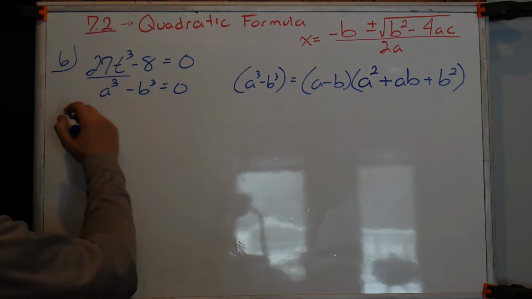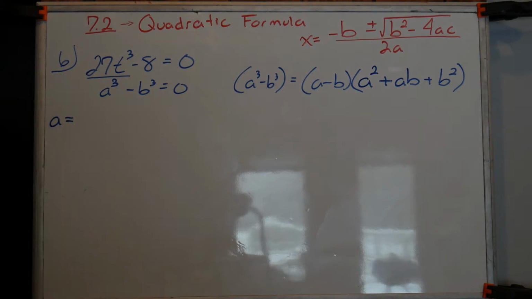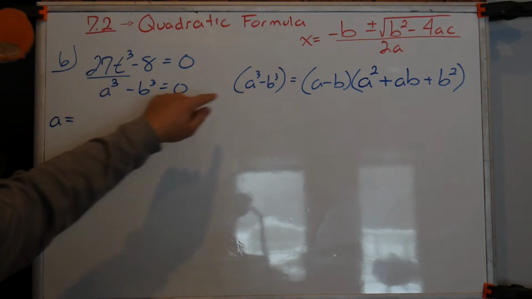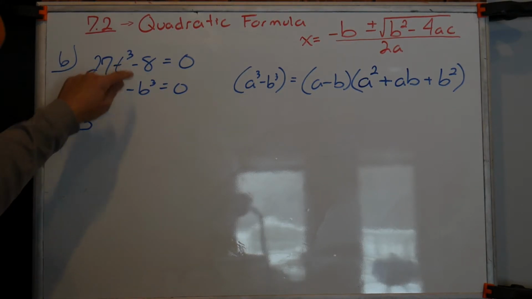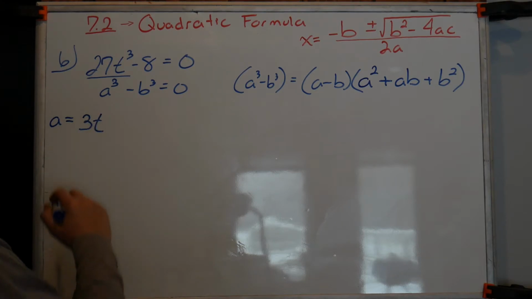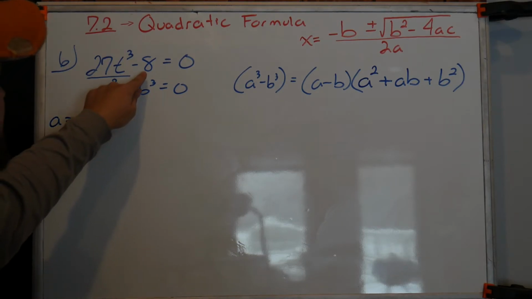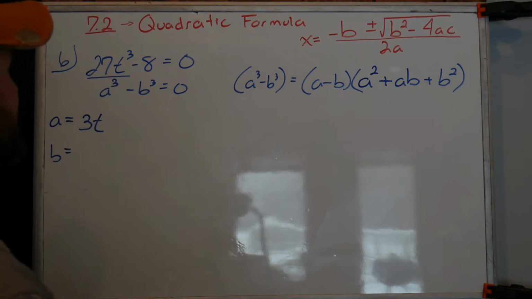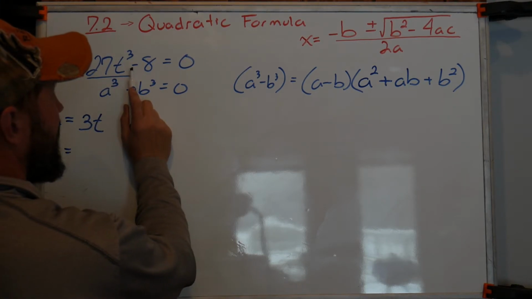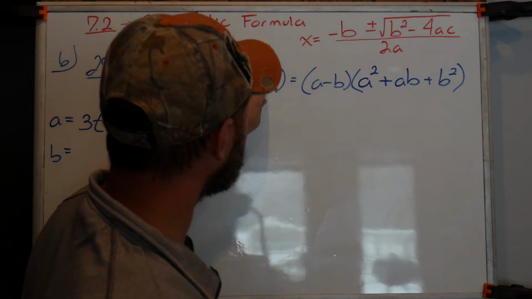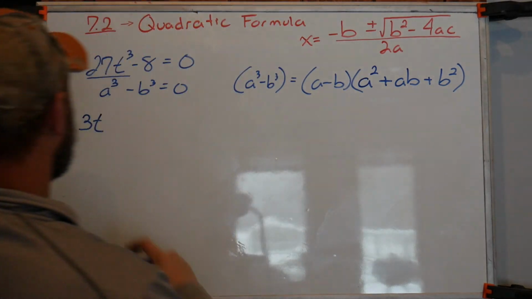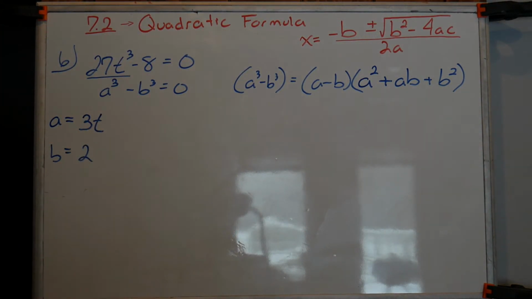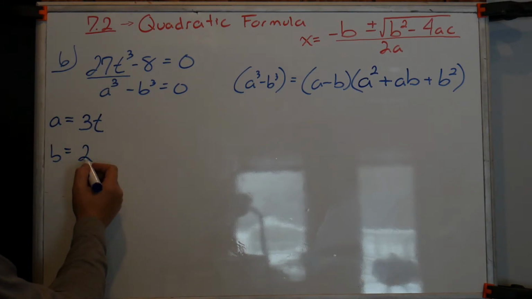So what we're doing is saying our a, because we need a perfect cube, 27, the cube root of 27 is 3. The cube root of t cubed is t. Our b is the cube root of 8. I know it's negative. However, keep in mind that's what we're dealing with. If we have a negative b cubed, we plug it in here. So we treat the b as a 2. Not a negative 2, but a 2.